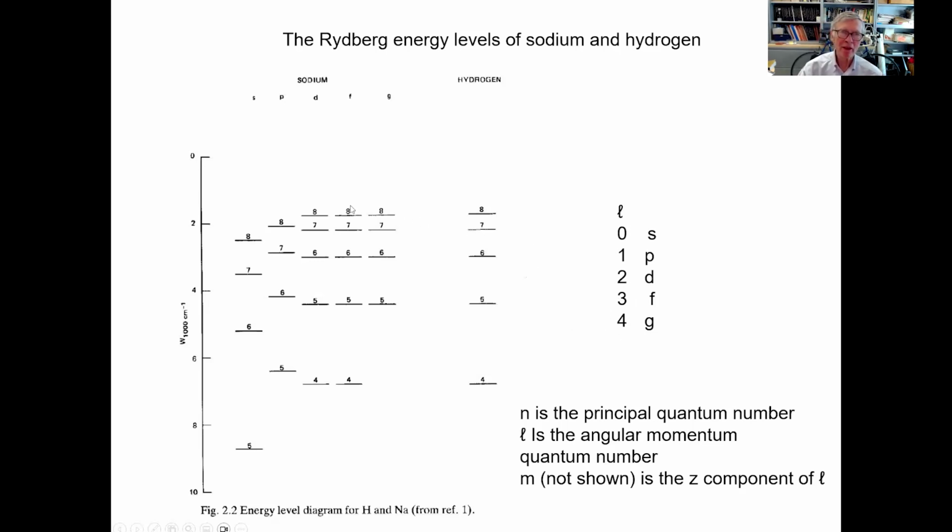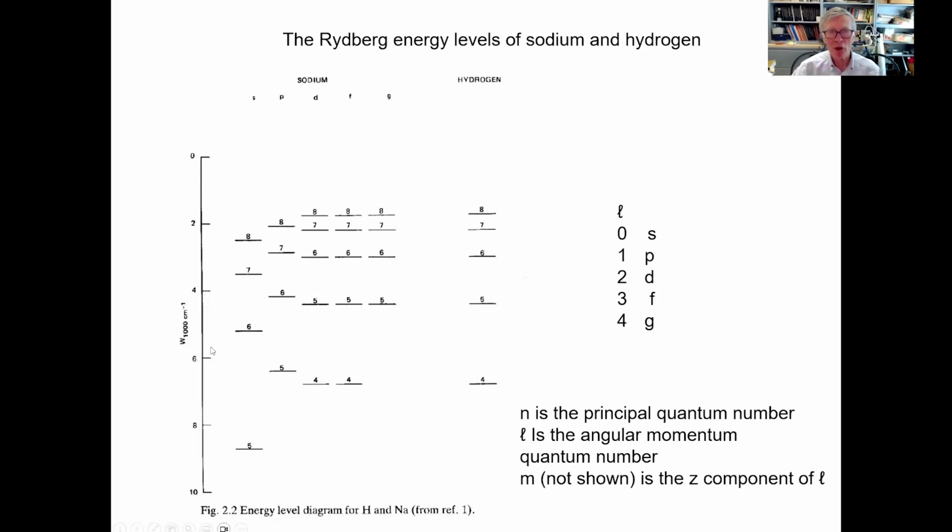So in sodium, the higher L states, that is L of 2 and higher, are almost exactly degenerate with hydrogen. But you can see that the P state is lower and the S state is lower yet. That's because the electron in those states is not kept away from the core by the centrifugal barrier. And in fact, the electron goes inside the core and sees more of the unscreened nuclear charge.